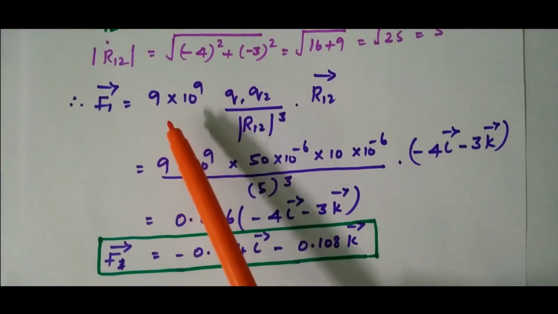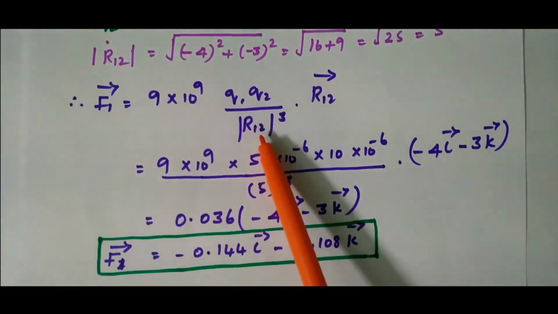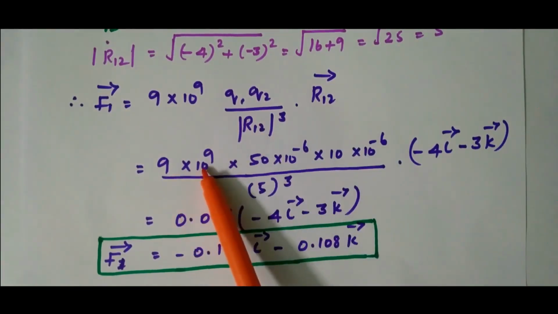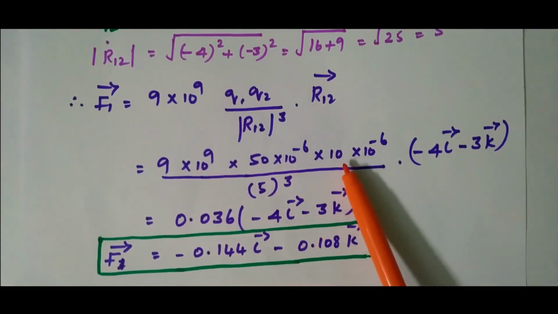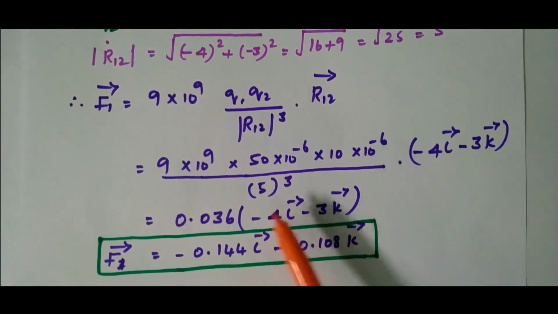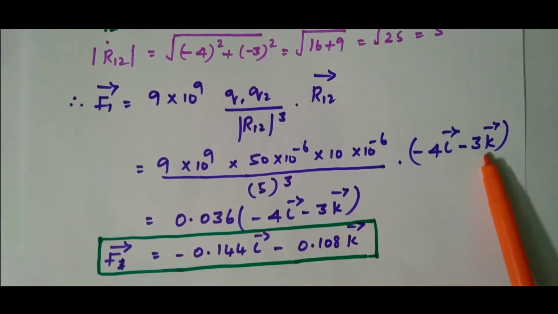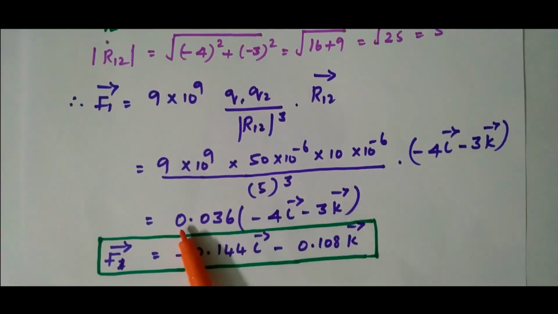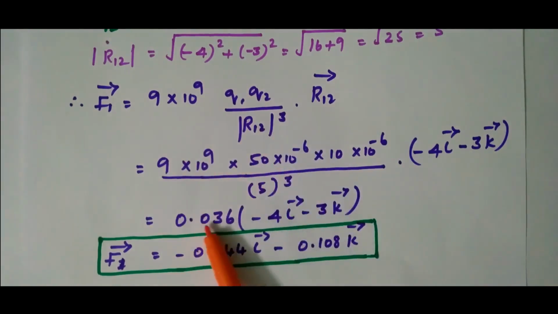This F1 vector equals 9 into 10 to the power 9 q1 q2 divided by r12 cube into r12 vector. Now we can substitute the value: 9 into 10 to the power 9, q1 is 50 into 10 to the power minus 6, q2 is 10 into 10 to the power minus 6, divided by this magnitude, which is 5 cube. The vector is minus 4i minus 3k, j is not available, j is 0. By simplifying this, what we got is 0.036.